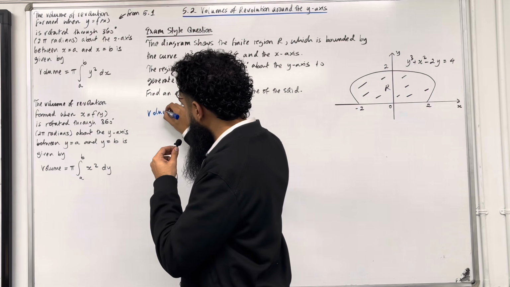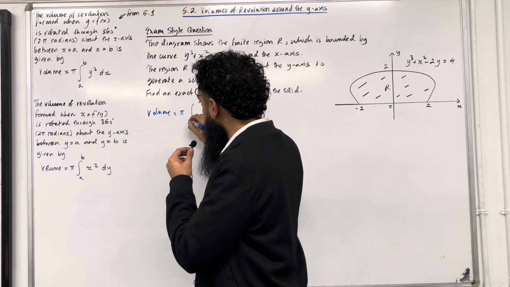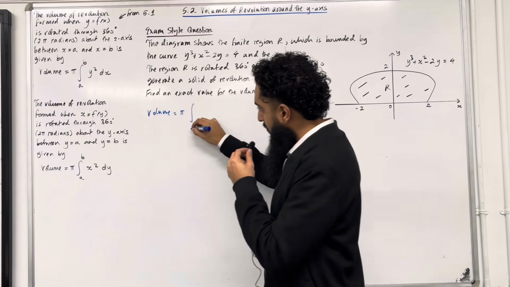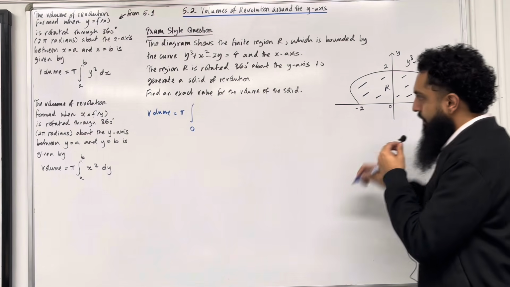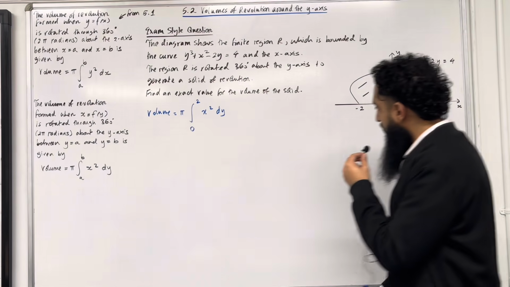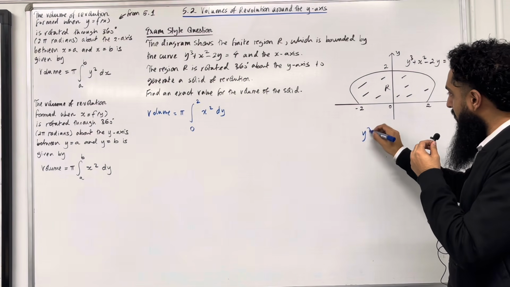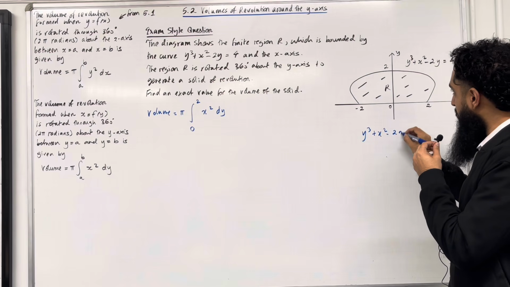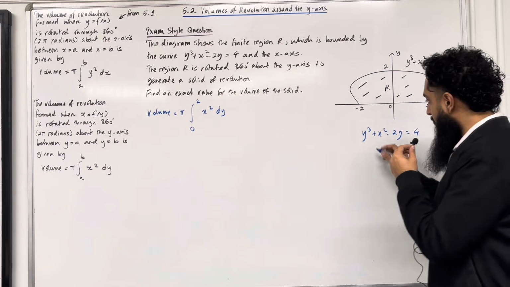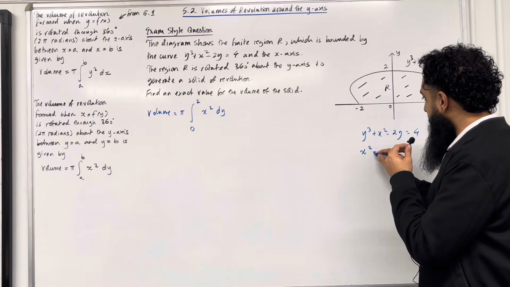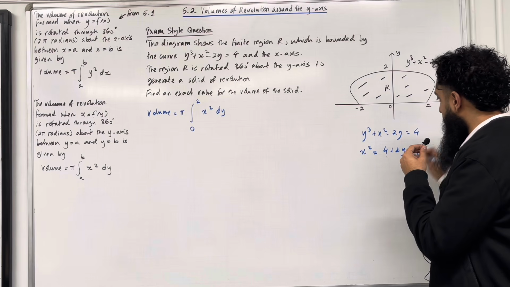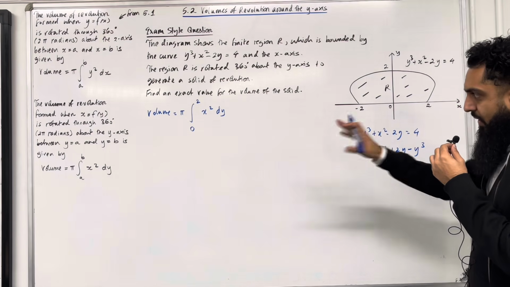So we have volume equals pi multiplied by the integral from the lower y limit, which is 0, and the upper y limit is 2, of x squared dy. So I've got the equation y cubed plus x squared minus 2y equals 4. I can simply make x squared the subject. So I've got x squared is equal to 4 plus 2y minus y cubed. Okay, so I can put this back in.